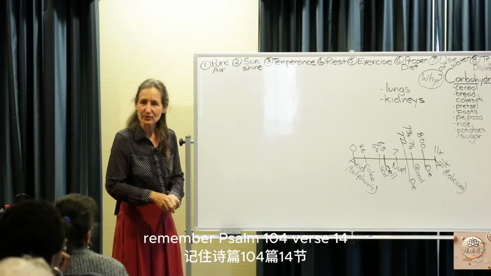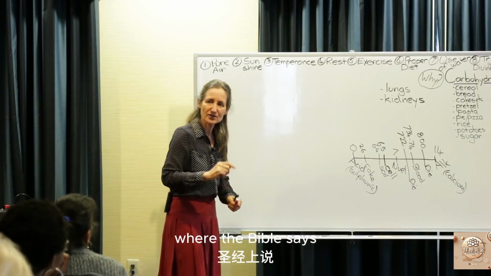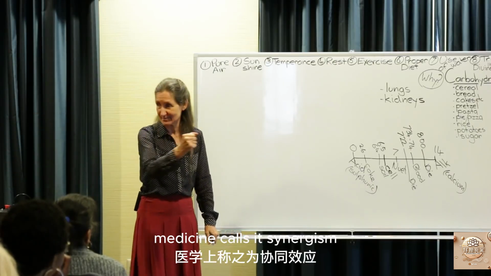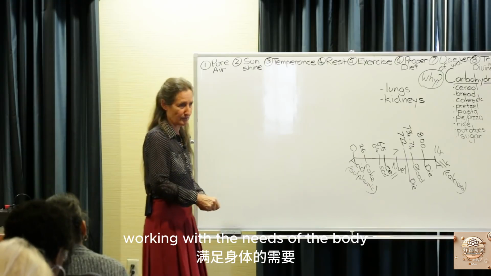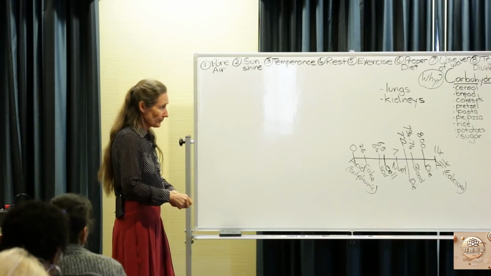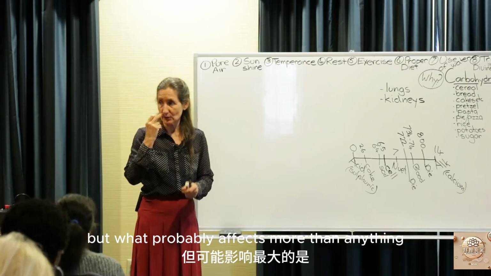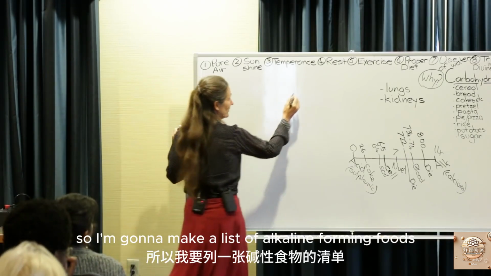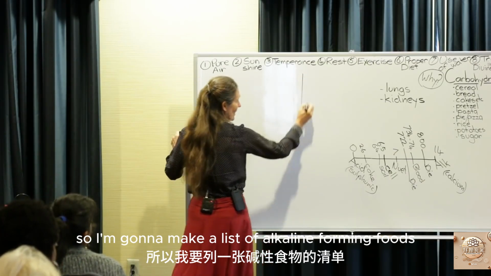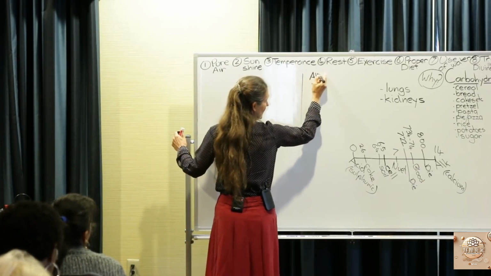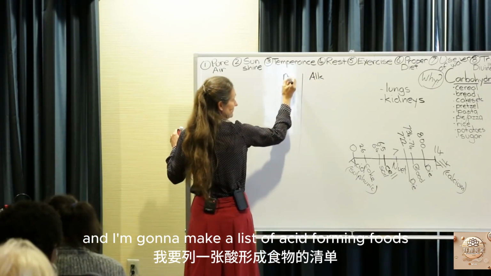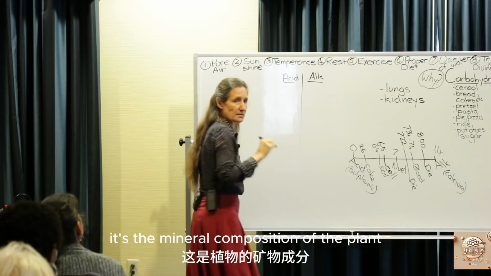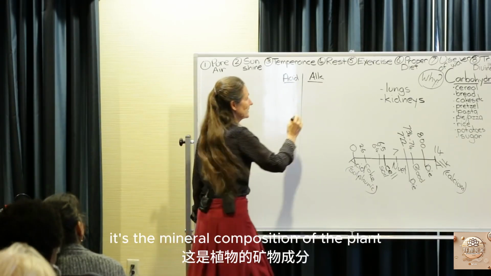Do you remember Psalm 104 verse 14, where the Bible says God gave herbs for the service of man? Medicine calls it synergism, working with the needs of the body. But what probably affects more than anything is the food we eat. So I'm going to make a list of alkaline forming foods, and I'm going to make a list of acid forming foods. What makes the difference? It's the mineral composition of the plant.